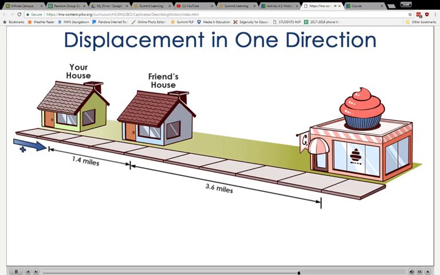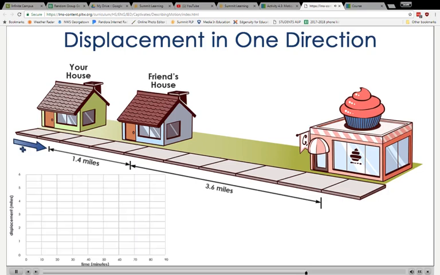Let's plot the motion of the bike rider. We'll assume the rider rides at a constant speed during each segment of the trip. At each point you reach, we'll plot the time and displacement on the graph below. When you start at your house, both your time and displacement are at 0.